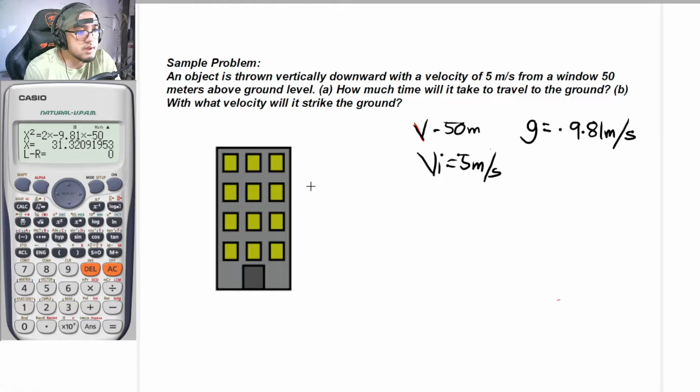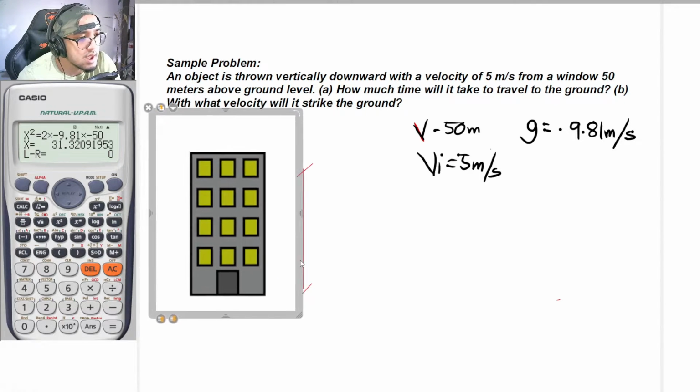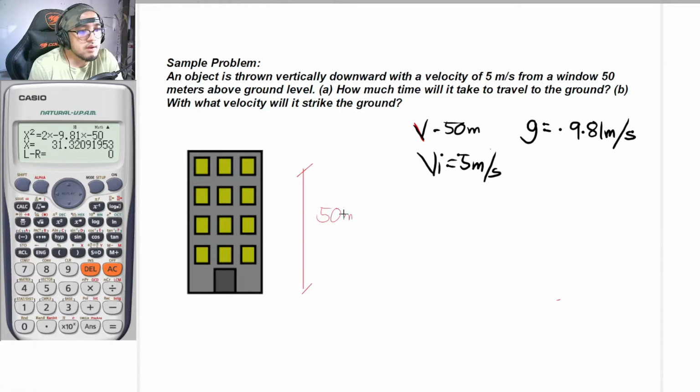So 50 meters height for a moment. Okay, so once again, same distance, 50 meters. It's just that for your VI, the ball was initially thrown at 5 meters per second. So for 5 meters per second, that's your VI. So with that, for our A, how much time will it take?